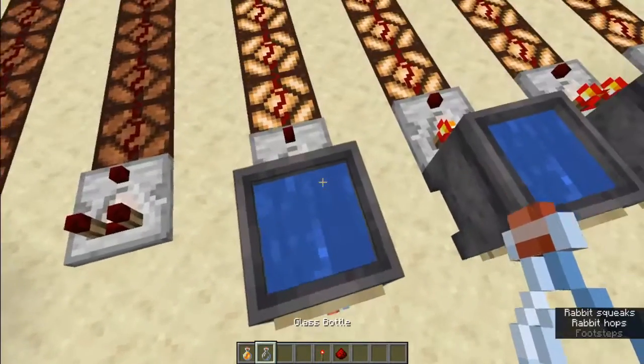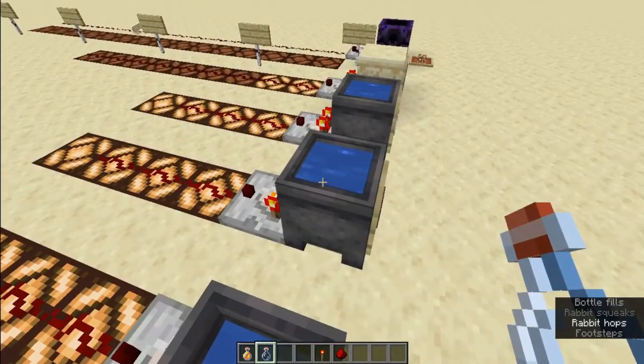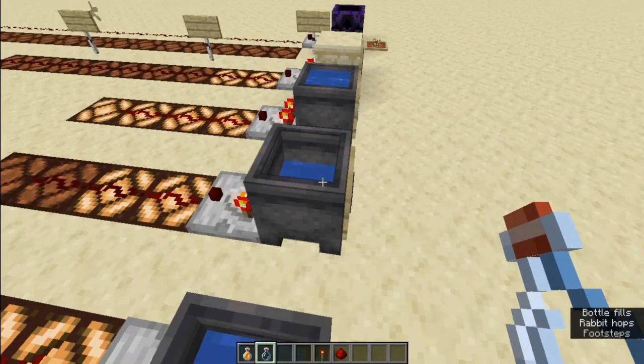Next in line is a cauldron. The cauldron filled with water gives a full redstone output of 3 signal strength, but as each water level decreases, it will reduce one redstone signal.